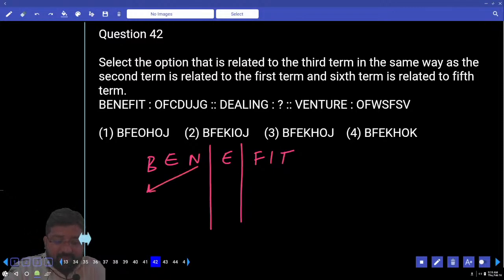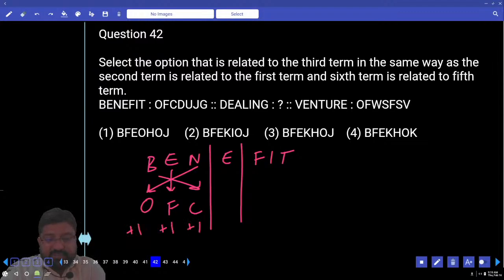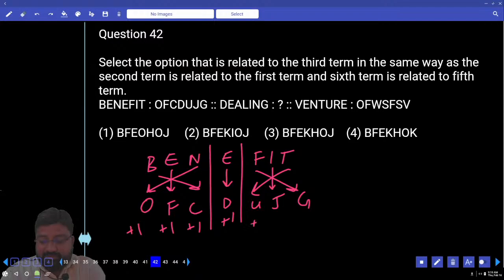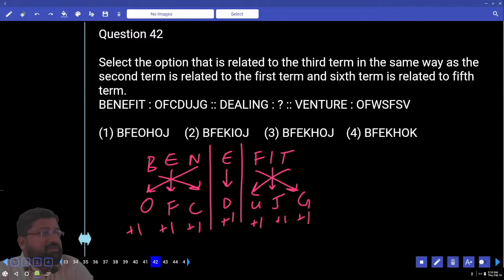N, O, E, F, B, C. Plus 1, plus 1, plus 1. E is coded directly as D plus 1. F, G, I, J, plus 1, plus 1, plus 1. Clear? Any doubts?